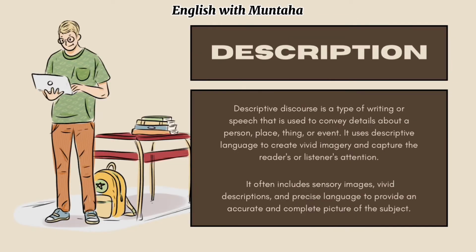Description. Descriptive discourse is a type of writing or speech that is used to convey details about a person, place, thing, or event. It uses descriptive language to create vivid imagery and capture the reader's or listener's attention. It often includes sensory images, vivid descriptions, and precise language to provide an accurate and complete picture of the subject.